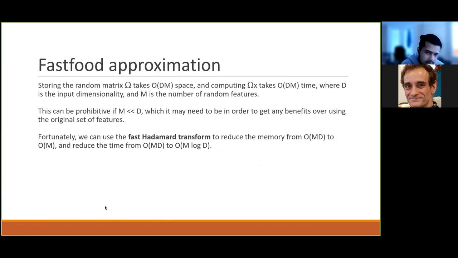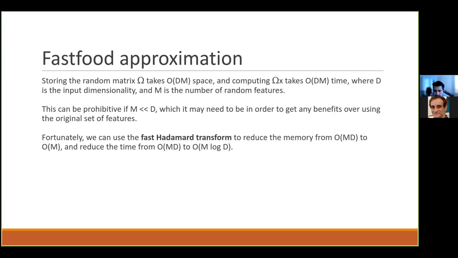Okay, another method is Fastfood approximation. Storing the random matrix takes O(dm) space, and computing also takes O(dm) space. This can be prohibitive if the dataset is huge, which may be needed in order to get benefits over the original dataset's set of features. So we can approximate that also, by using the fast Hadamard transform to reduce memory from O(md) to O(m). So, just stating the facts.